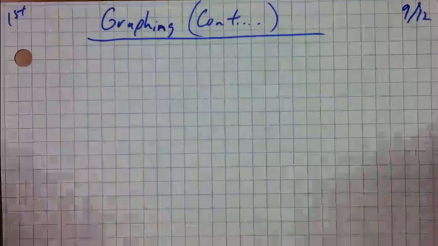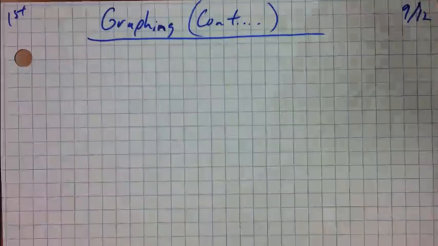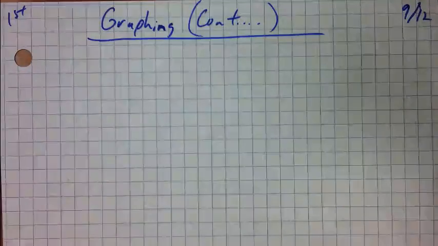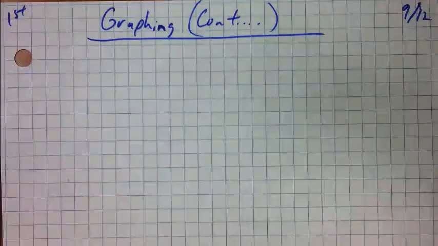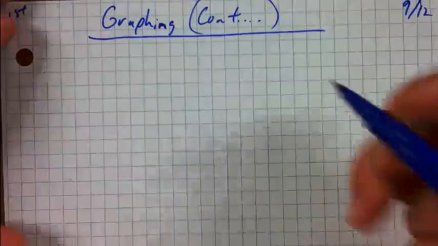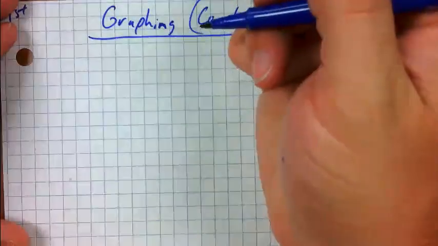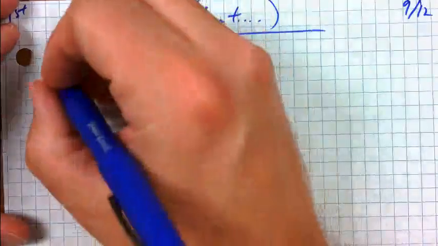All right, so talking about taking our graph of a linear equation and then writing an equation from that graph. That's what we need to take a look at first. So we're going to jump straight to examples.